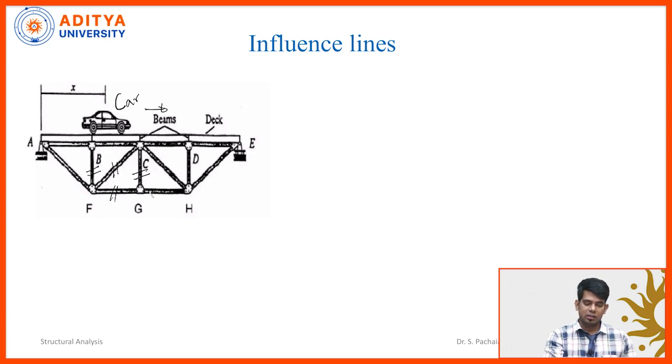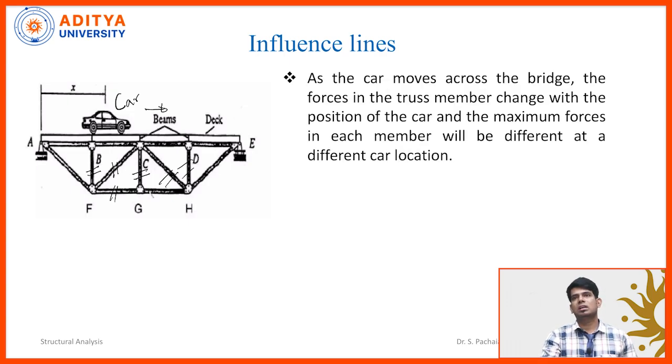So this member will be subjected to tension. But imagine when the car is moving further forward, then automatically this member, whichever member I marked here, which was subject to the maximum loading, will get reduced, and the remaining members are going to take the maximum load. So we need to design the truss or any structural element or the bridge deck for the maximum probable load. That is the purpose of ILD. As the car moves across the bridge, the forces in the truss members change with the position of the car. So x is a variable, and the maximum forces in each member will be different at a different location of the car.